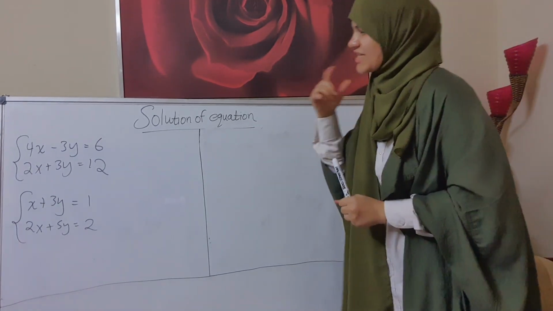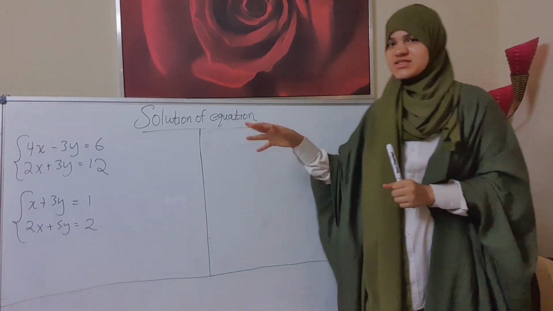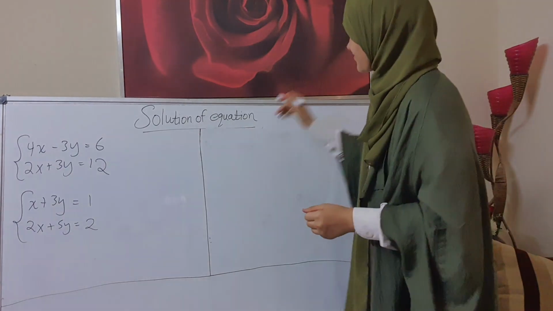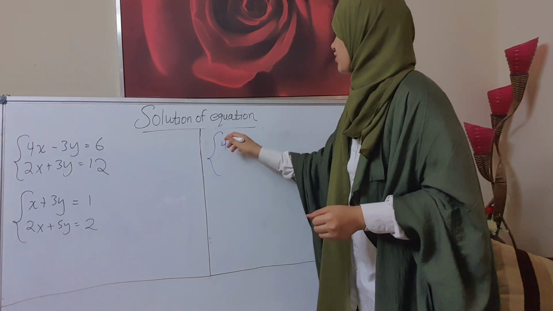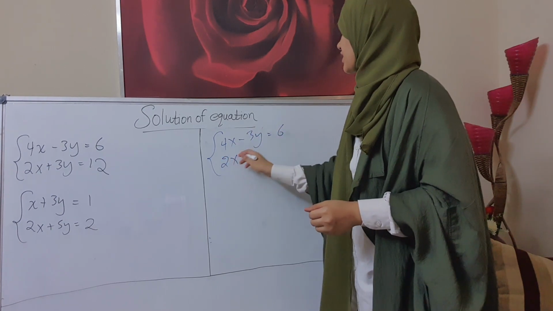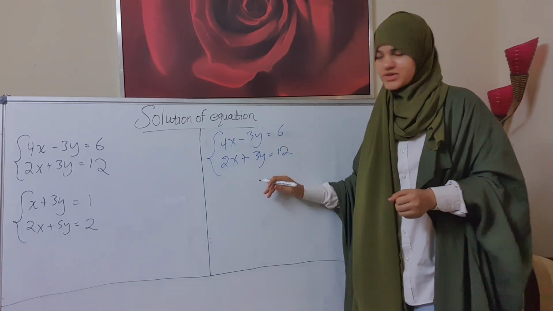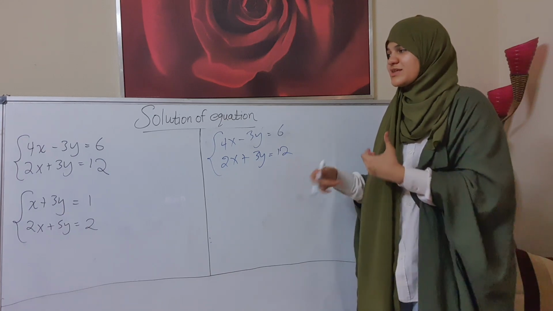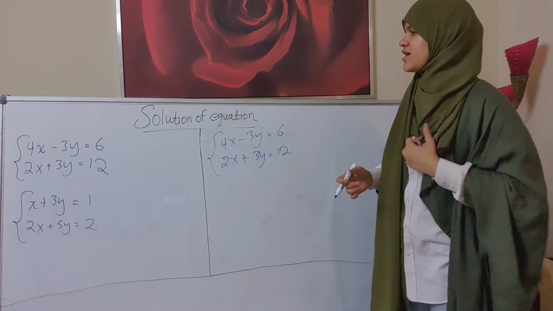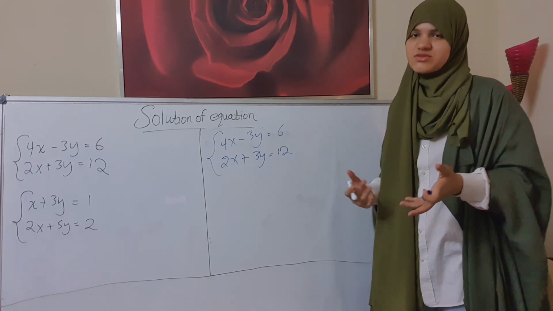The first example says the first equation, 4x minus 3y is equal to 6 and 2x plus 3y is equal to 12. Now what will we do here? First of all we will use the elimination way. You can use the substitution way also, but I'm using the elimination way. It's better, it's short, and it's easier too.